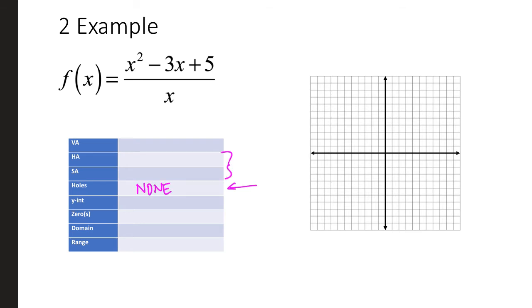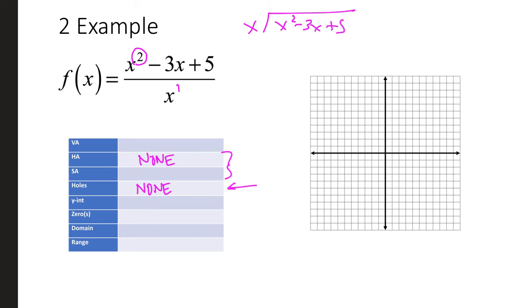Next, I check for horizontal or slant. This one has a slant, all right? And the reason is that the degree of the top is a 2 and the degree of the bottom is a 1, okay? When you have the top exactly 1 more than that of the bottom, you have to do long division.